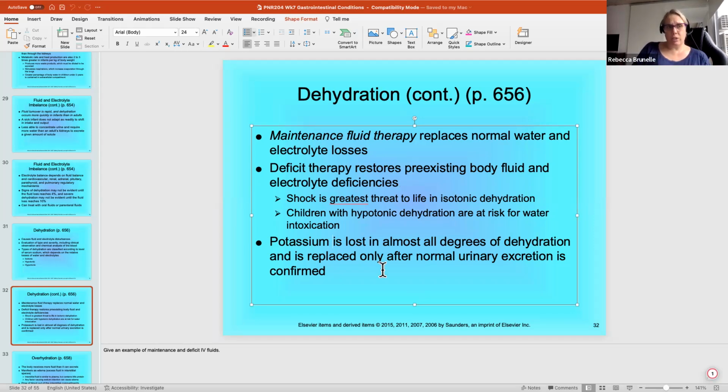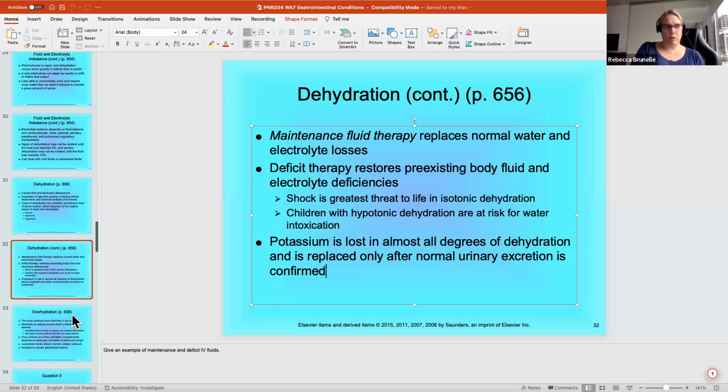We always worry about potassium. When you start to get dehydrated, your urine output drops off. So you always make sure that they're peeing before you add potassium back into their IV fluid, because if they're not peeing and you give them potassium, they could develop hyperkalemia, or a high potassium level. So if you're dealing with IV fluids, if they're dehydrated and they're not having any urine output, you make sure they're not having any potassium in their IV fluid.